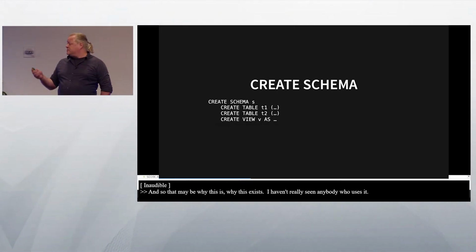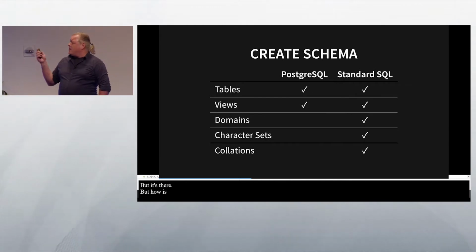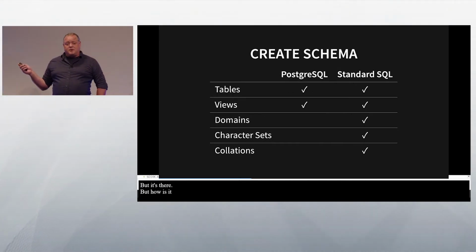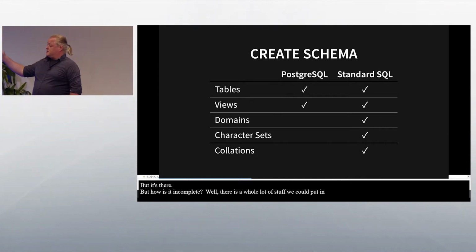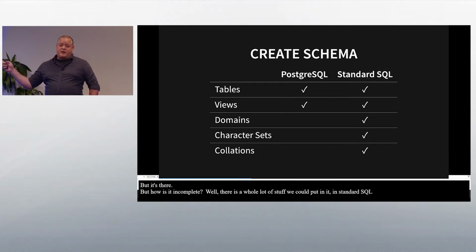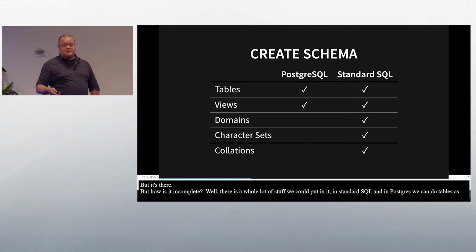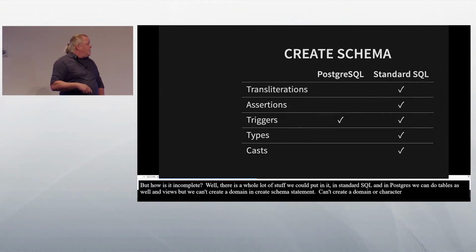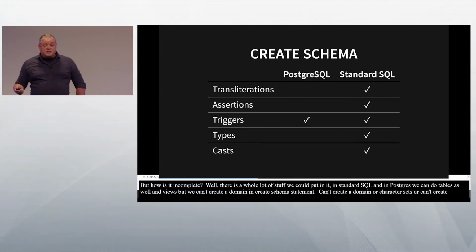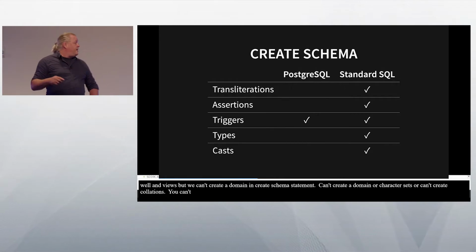But how is it incomplete? Well, there's a whole lot of stuff that we can put in it in standard SQL. And in Postgres, we can do tables also and views, but we can't create a domain in a create schema statement. Can't create a domain, you can't create character sets, you can't create collations, you can't create transliterations, and I had to look up what that was. You can't create assertions, but we don't have any anyway.